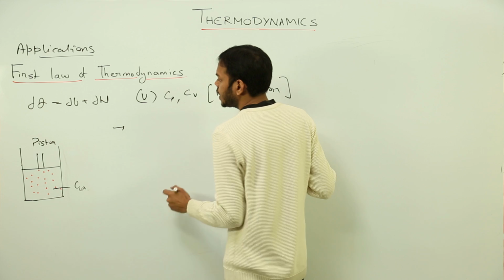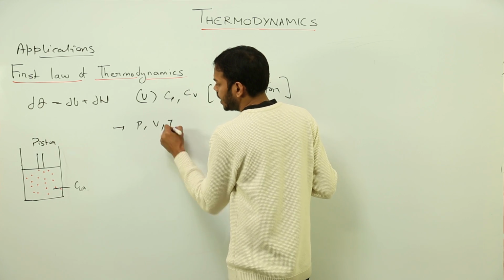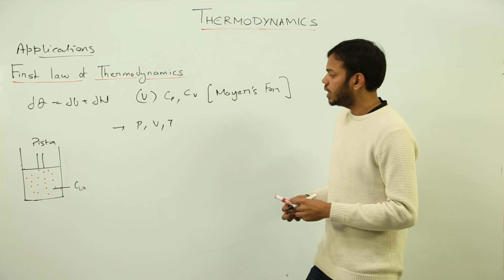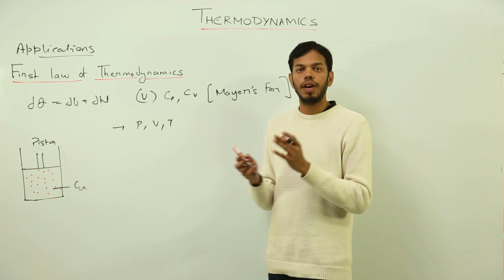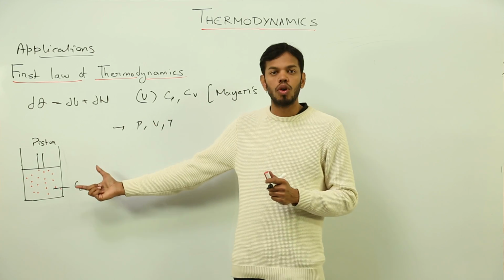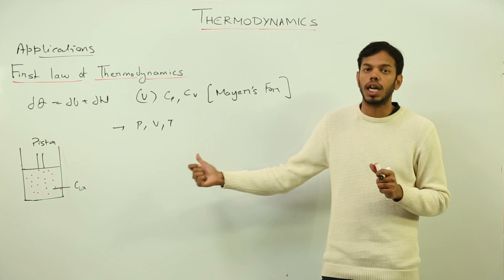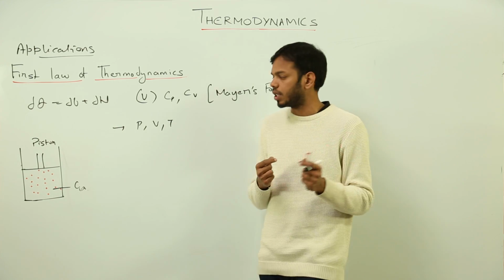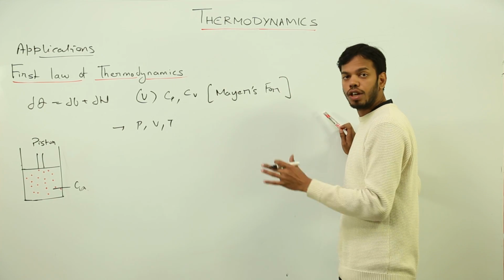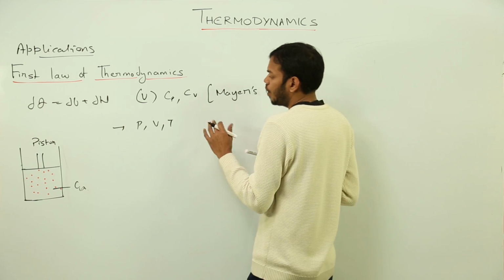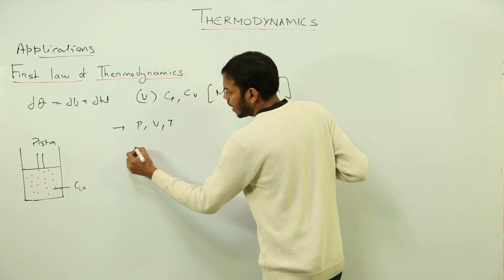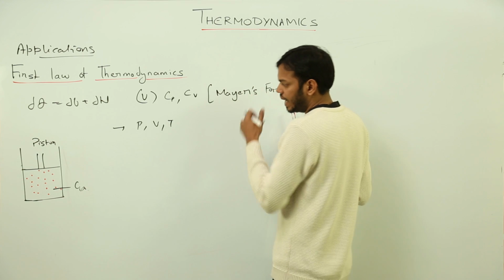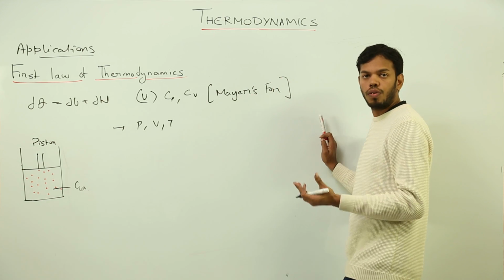Let us consider that P, V, T are the initial state variables of this gas. We have considered 1 mole of ideal gas. The word ideal is very important right now because we are going to make a lot of assumptions. Now PVT is the initial state of this ideal gas. What we are going to do is first let the gas be heated at constant volume.